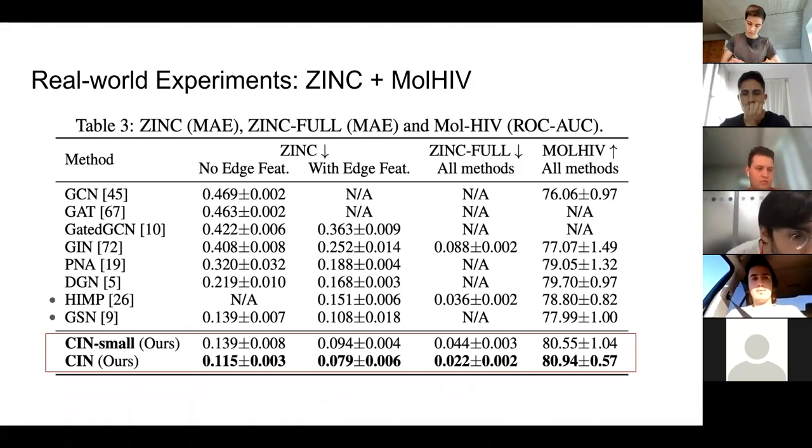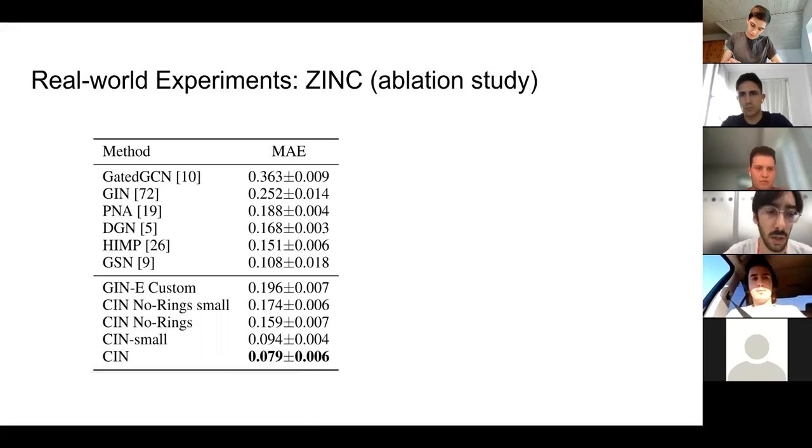There are 2 small bullets on the left, which I placed just to indicate that HIMP and GSN are models which do include some form of information coming from rings. It's interesting to notice that these are amongst the most competitive models, at least in ZINC for sure. So it seems like this information is very important for this task. And we also verify this with a specific, focused ablation study.